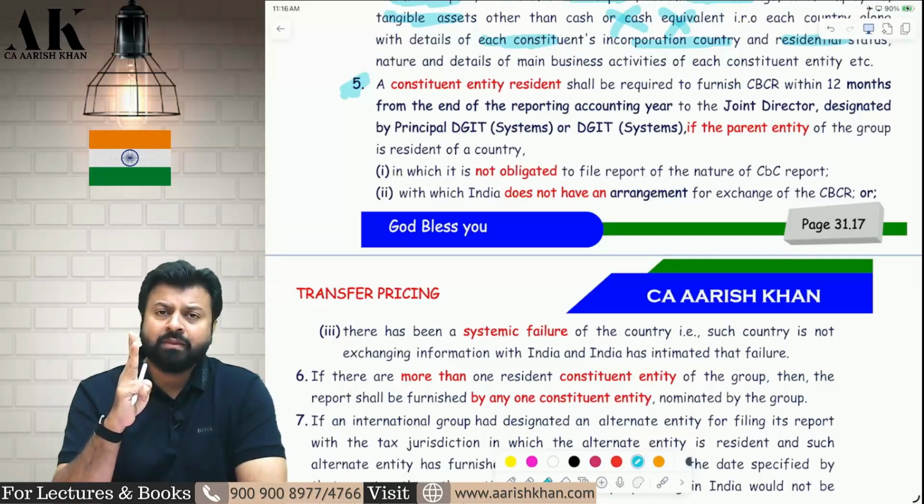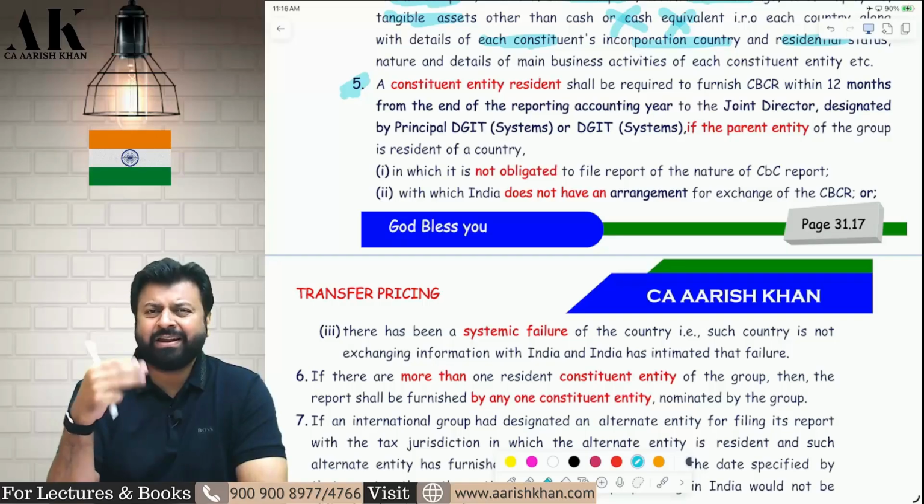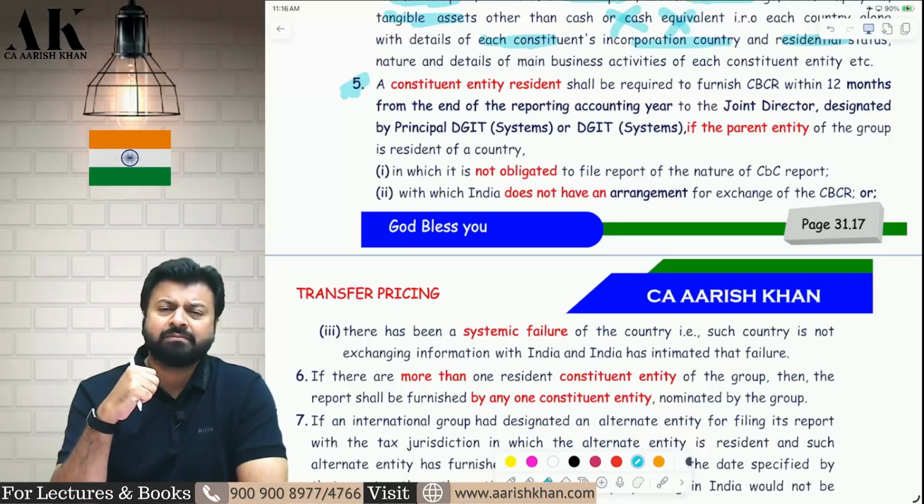Third, there is a concept of CBCR in Japan, and India also has an agreement with Japan for automatic exchange, but the Japanese government is making systemic failure in giving the information. They are not giving us information on time. We have been asking them again and again. Systemic failure, consistent failure, persistently they are failing to give the information. So in these 3 cases, what will happen?